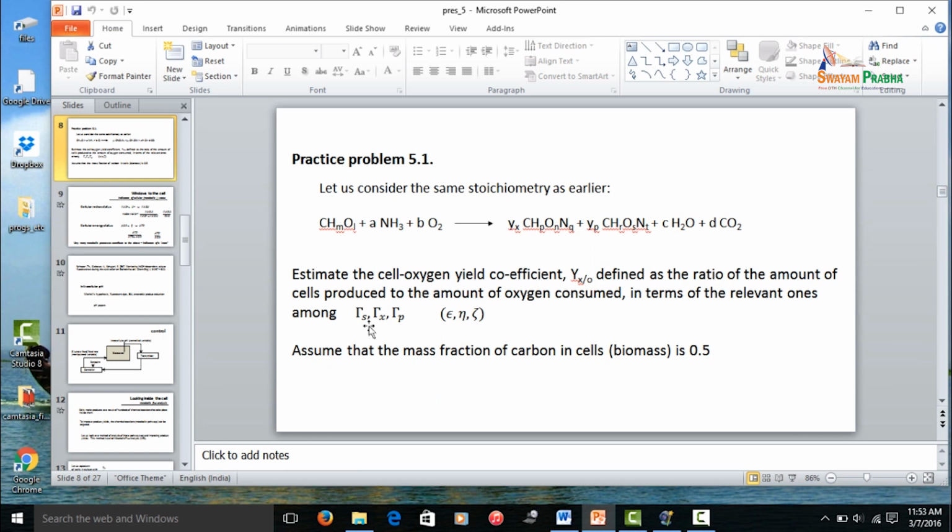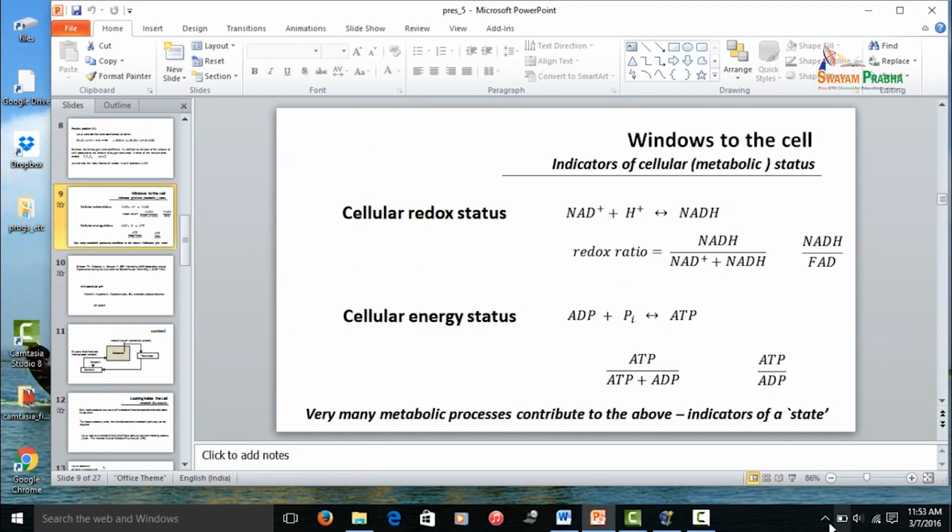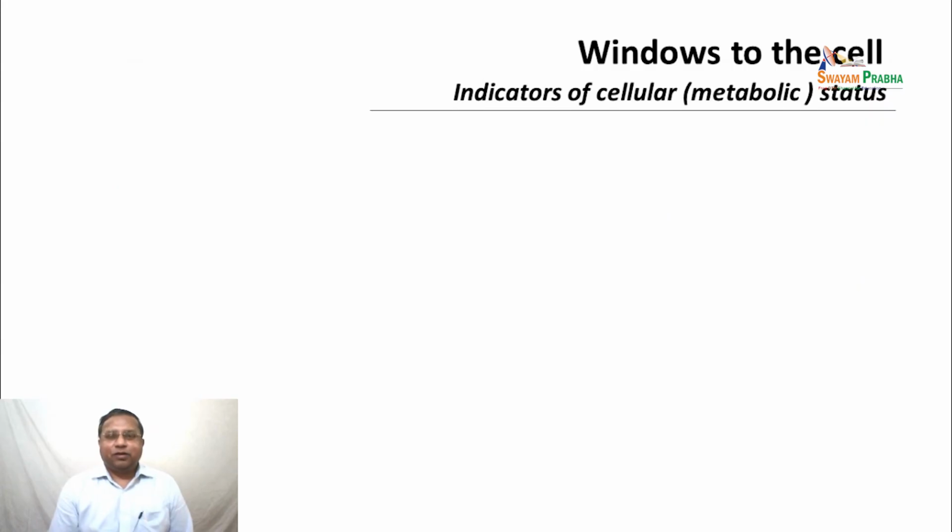Now let us go forward with the module itself, module 5. We are going to begin talking about windows to the cell. Now, we said we will first consider the cell as a black box, and then we'll open up windows and look through the windows to see what is happening inside the cell.